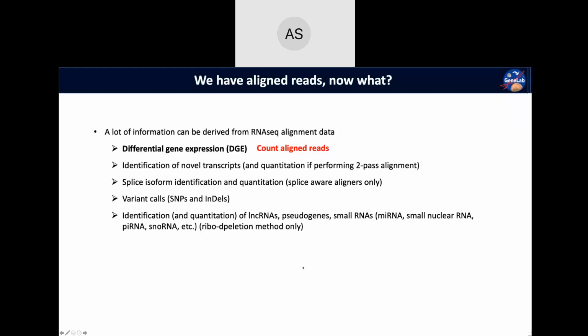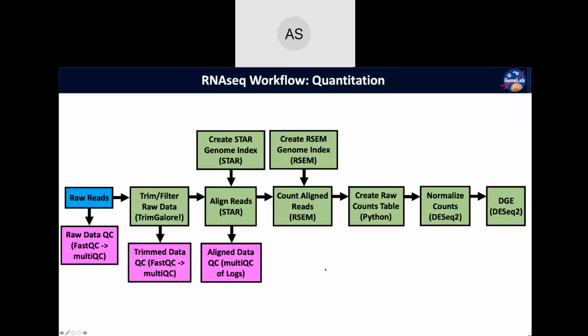People that love RNAs say that it's a transcriptome world. I don't know how much I agree with that, but anyways, so we can do a whole bunch of stuff with those alignment BAM files. However, what we're going to do is quantify it because we want to do differential gene expression.